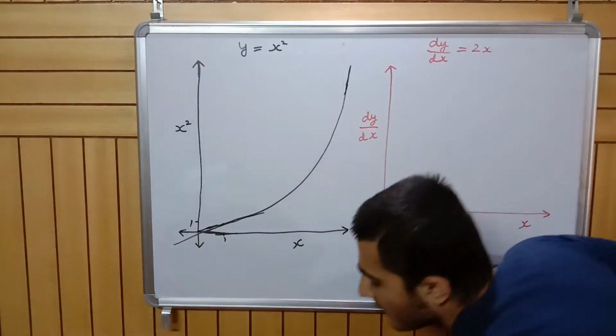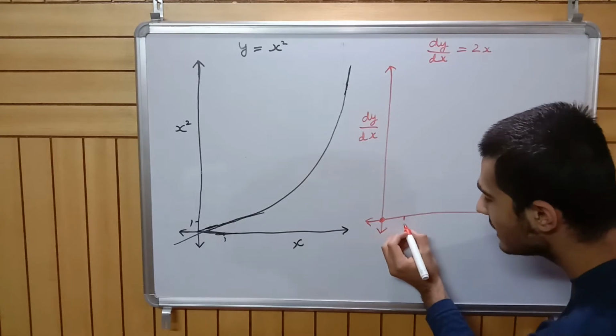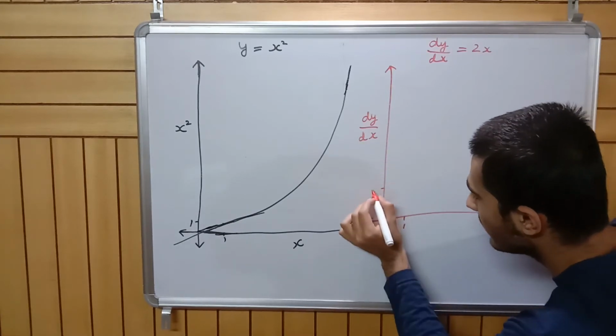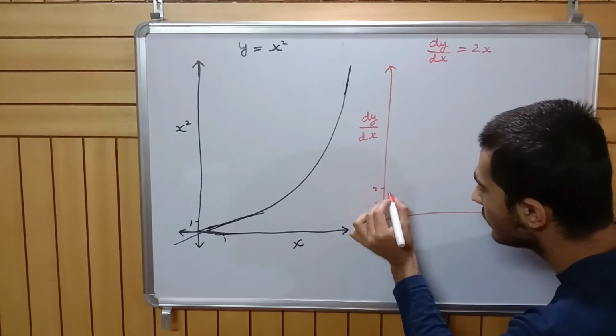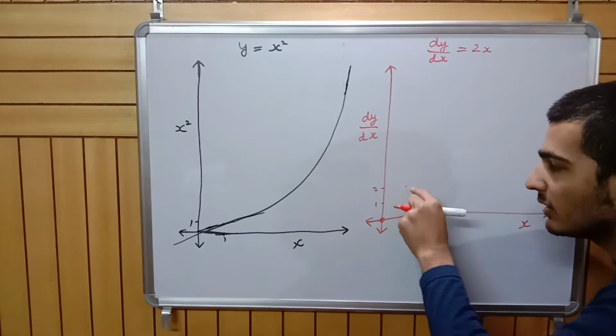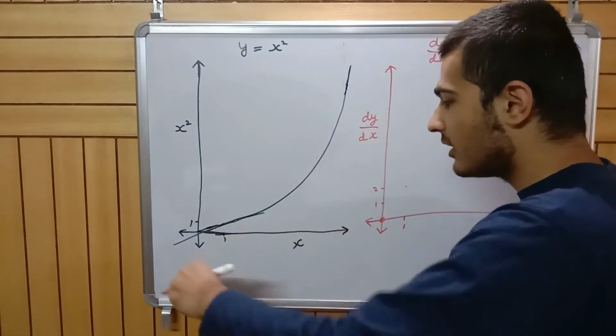So I come to this graph at x equals 1, and I plot a point at 2. So when x equals 1, the slope will be 2, so I'm plotting that value here. This is the value of the slope of the tangents drawn at various points.